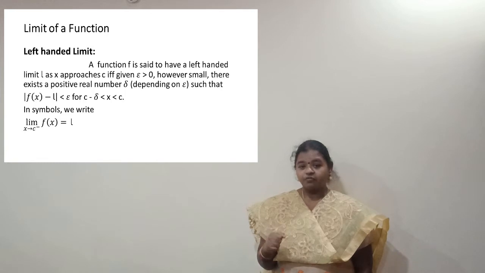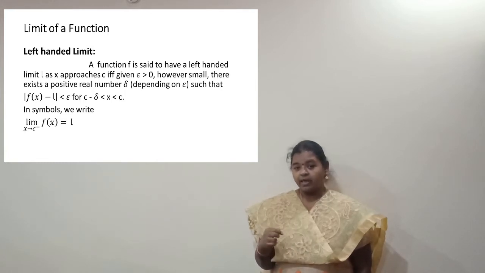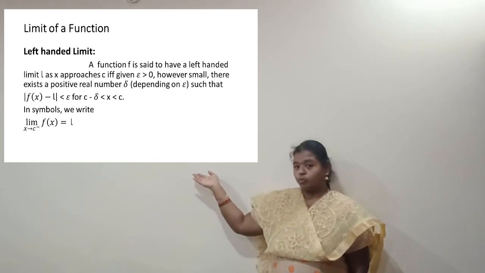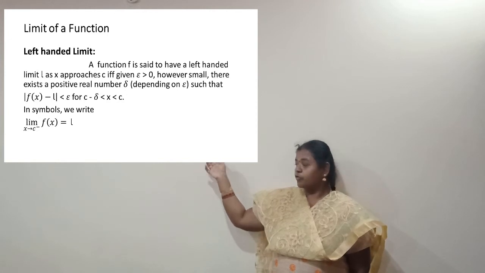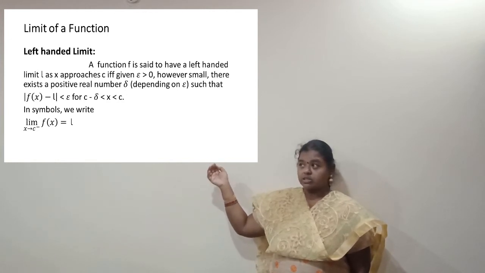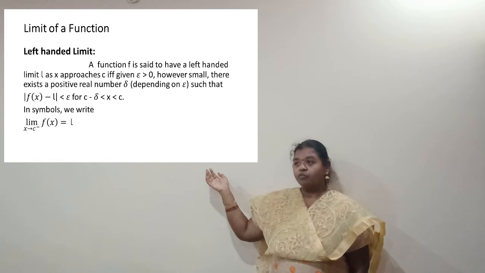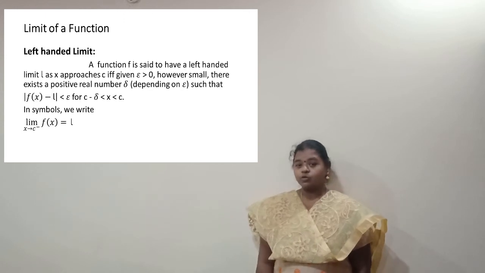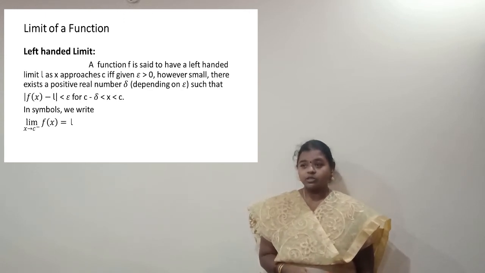A function f is said to have a left-handed limit L as x approaches C if and only if, given epsilon greater than 0, however small, there exists a positive number delta, and this delta will depend upon epsilon, such that in terms of modulus, |f(x) - L| < epsilon for C - delta < x < C. In symbols, since it is towards the left-hand side, we denote it as limit x tends to C minus of f(x) equals L. This was the left-handed limit. The next definition would be the right-handed limit.